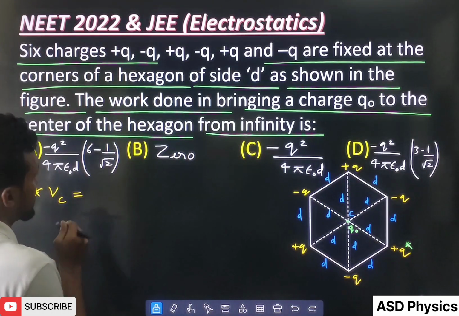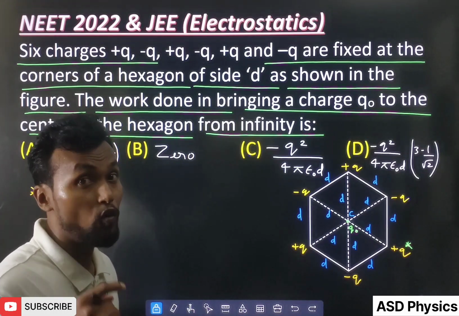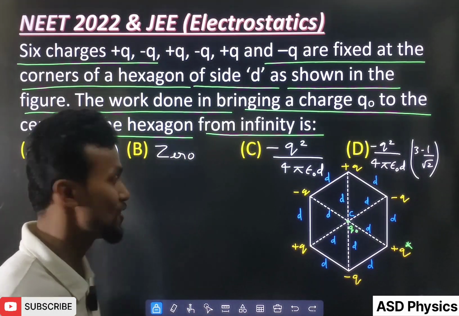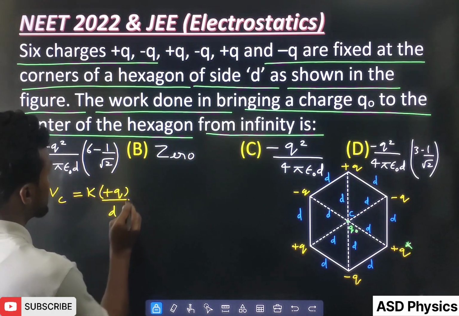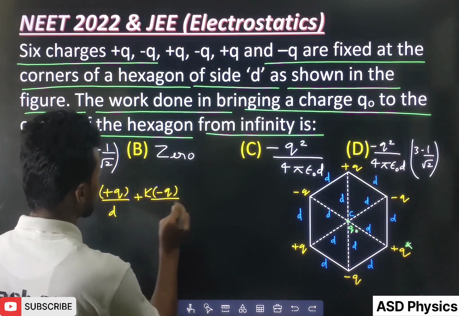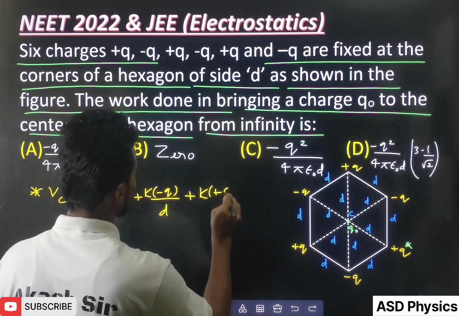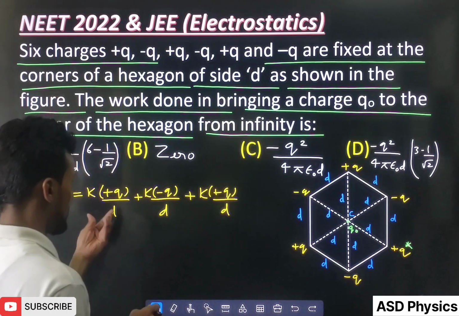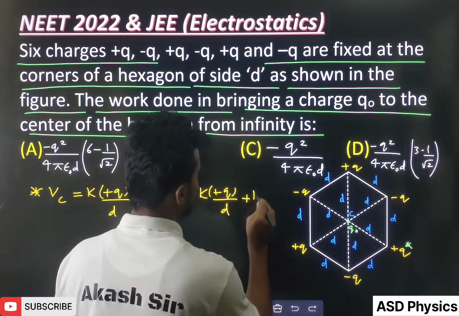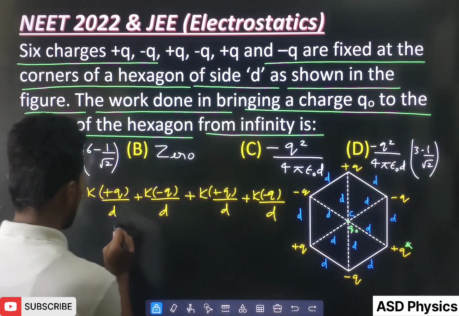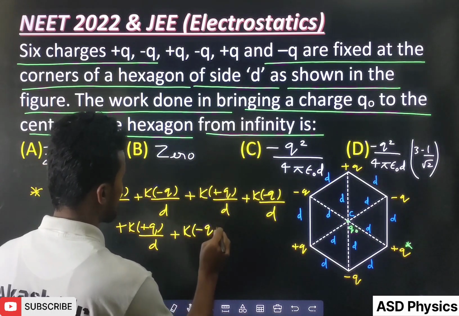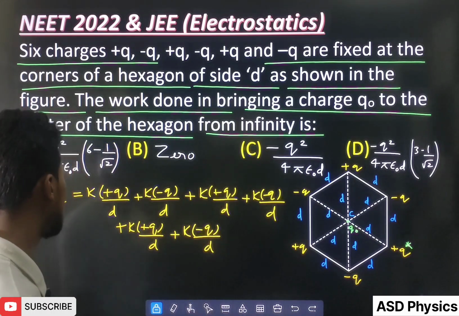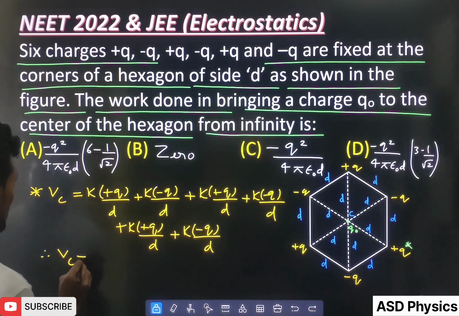Okay, or if we want to calculate it using the potential formula, K into Q by R. What is K? 1 by 4 pi epsilon naught, not a dielectric constant. Okay, so see here, K into, let's take the charge, plus Q by D. Similarly for the other charges also. Directly I am telling you it will be 0, but just for your basic understanding I'm writing here: due to plus Q charge, minus Q charge, plus Q charge, similarly minus Q charge, again plus Q charge, again minus Q charge, because the distance between each charge and the observation point is the same. So in this situation the potential at point C will become 0, is it.